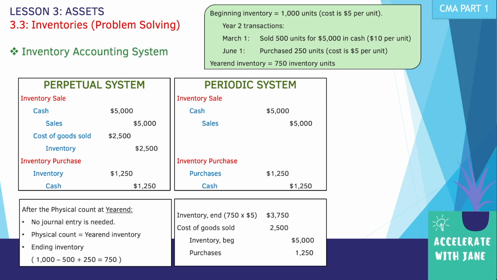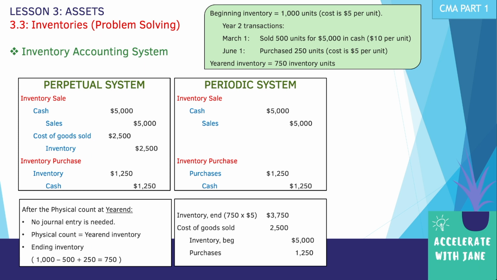So we get 3,750. And then we debit the cost of goods sold, that is 2,500. So here the cost of goods sold is equal to 500 units multiplied by the $5 cost per unit. So we get 2,500. And then we credit the inventory beginning. The inventory beginning here, you can see we have the data here. You just multiply the 1,000 units by $5 per unit.